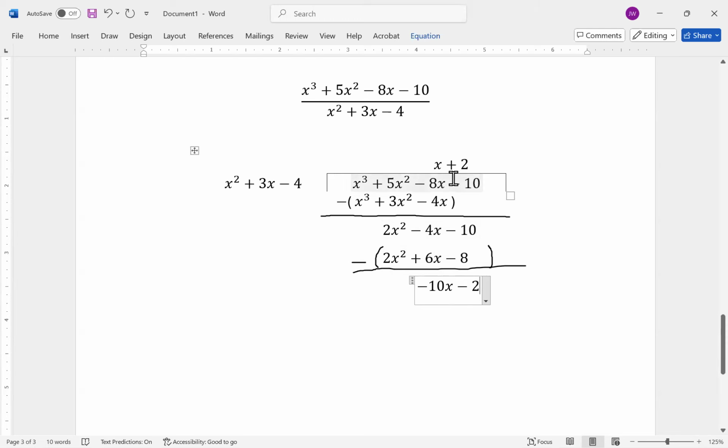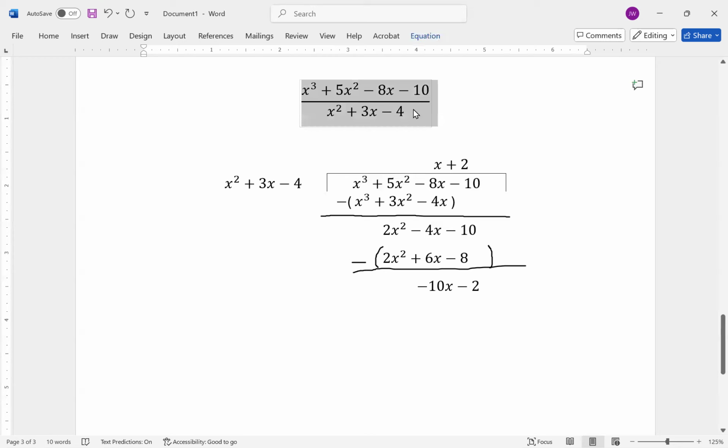Now, there are no variables with whole number exponents that I can multiply by x squared to get a negative 10x. So since this polynomial is of lower degree than my divisor, I can stop.